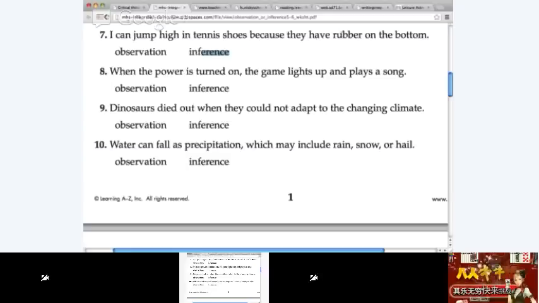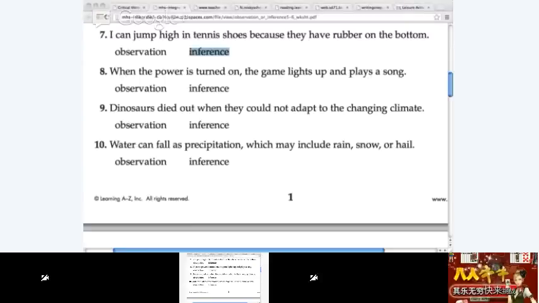We can't assume that the person has done experiments before, has done trial and error. If they did, and they saw a difference, then we can say it's an observation, okay? But we don't know whether or not the person tried other tennis shoes before trying these ones. So based on the information that we have, this is an inference. Because we don't know if the rubber on the bottom is making him jump high, or it could just be his natural athletic ability.